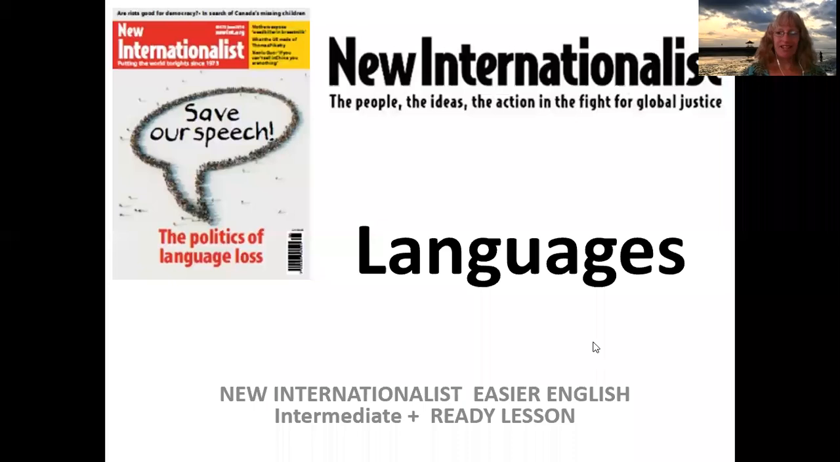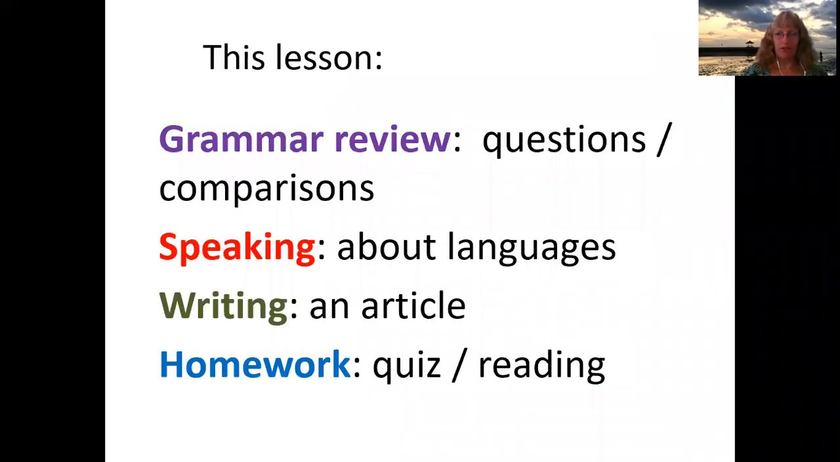Okay, so the lesson for today is going to include a little bit of simple grammar review on questions and comparisons, a bit of speaking, writing, and homework, which will involve a quiz and reading and the writing. Of course, you can pause the video whenever you need to, or print screen so you can save the information and spend longer looking at it if you need.